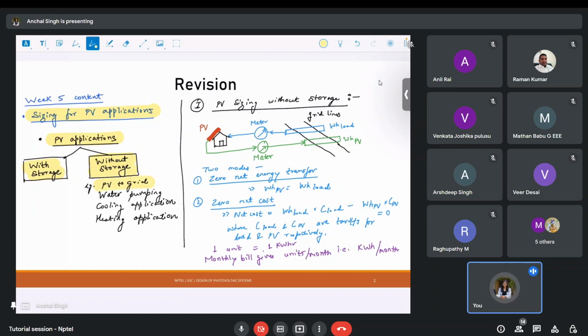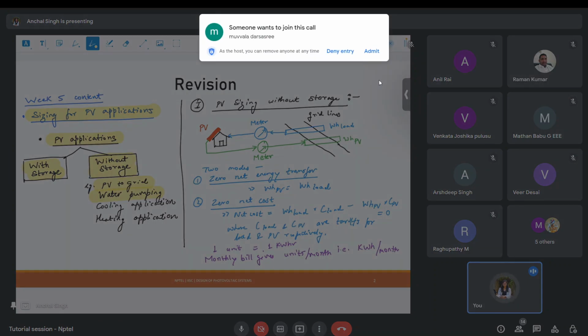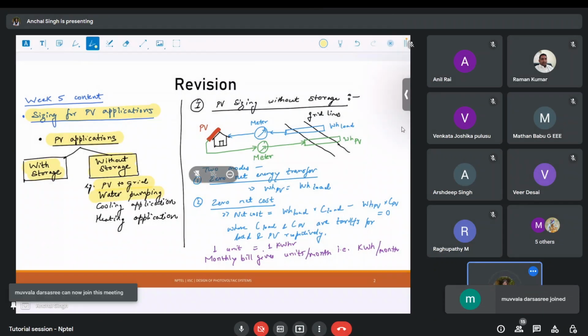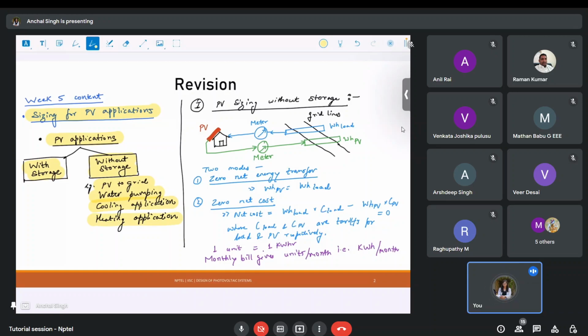Another could be a solar operated water pumping system. So a water pumping system that is operated with the solar input. The solar input will be given to a pump motor that would be used either for irrigation purposes or in order to store the water in the overhead tank. It can be used for any kind of application. Okay, and then a few other applications are cooling applications and heating applications. So these are a few of the examples where a PV system is designed without storage.